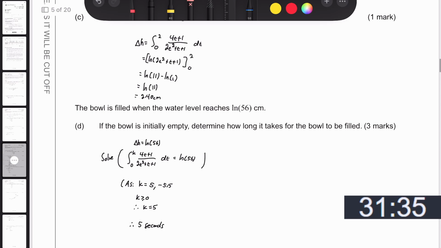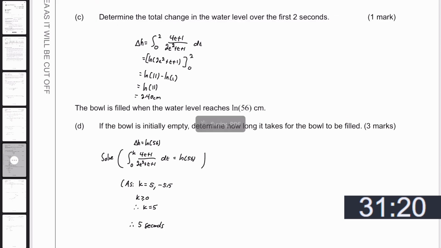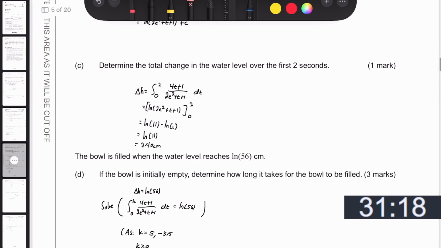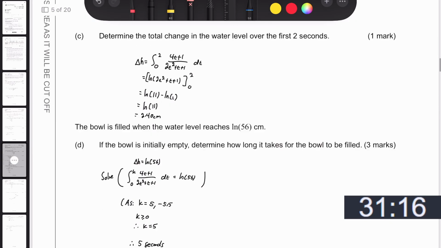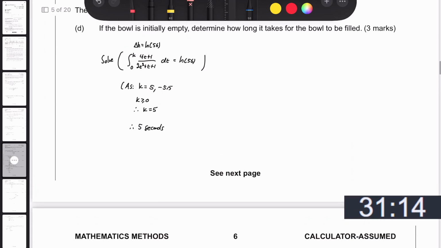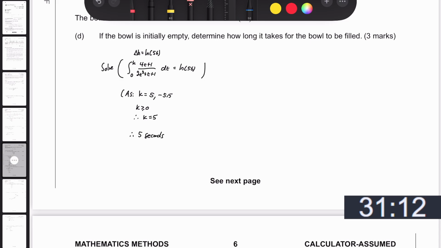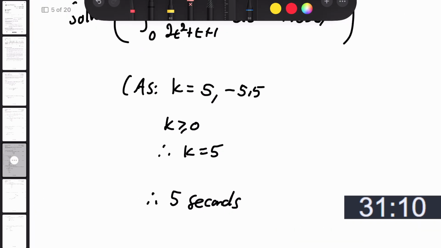Yep. Was initially empty, so I'm going to solve an integral where I'm going from 0 to some value of y, where I have 4x plus 1 over 2x squared plus x plus 1 dx. That's going to equal ln of 56. And I want you to give me the value of y. So 5 or negative 5.5. Clearly t is greater than 0, so k must be greater than 0. So then 0 to 5 seconds.